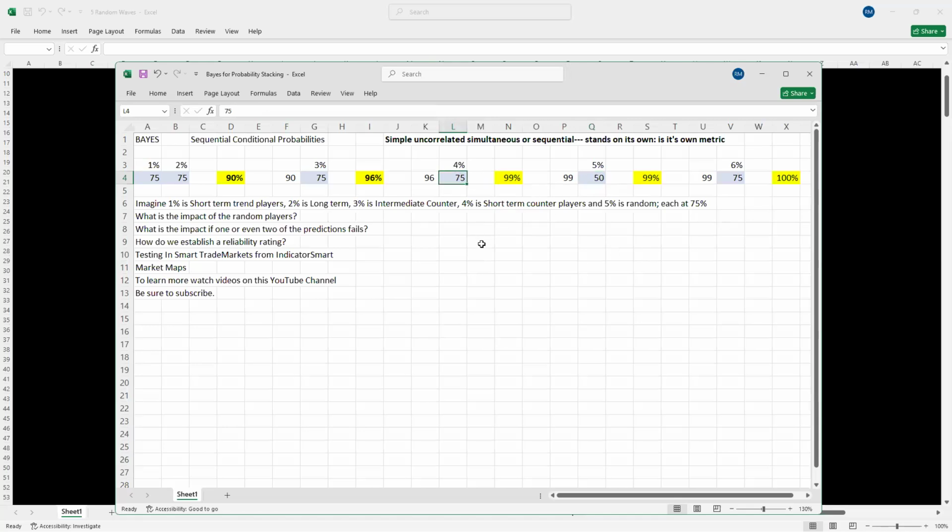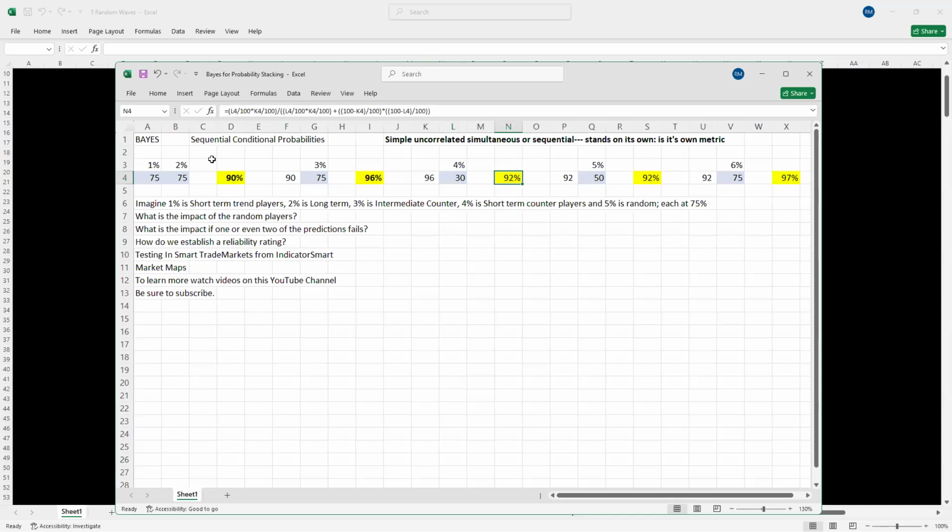What happens if one of these guys is only 30%? Oh, look, I have 30%. I got 3 of these guys at 75%. There's a 96% to be right. But say I get the short-term counter trend players wrong, these guys, 4% is short-term counter trend players. If I get those guys wrong, and I'm only 30% right, which means they go in the opposite direction from my prediction, I'm still 92% to be right.